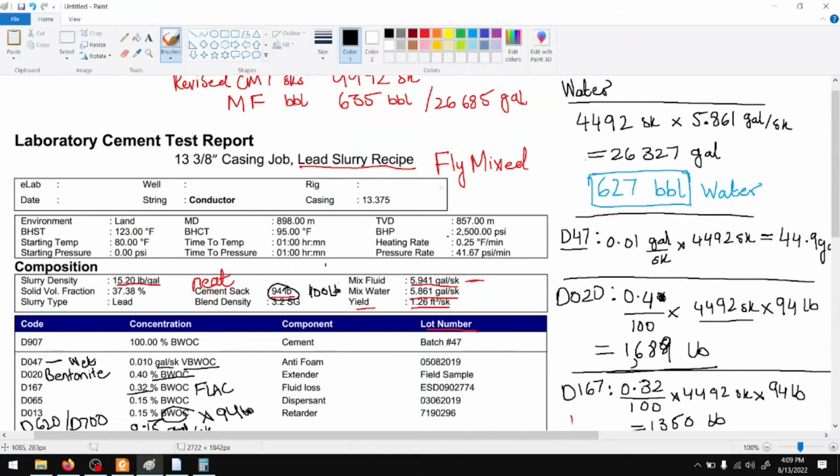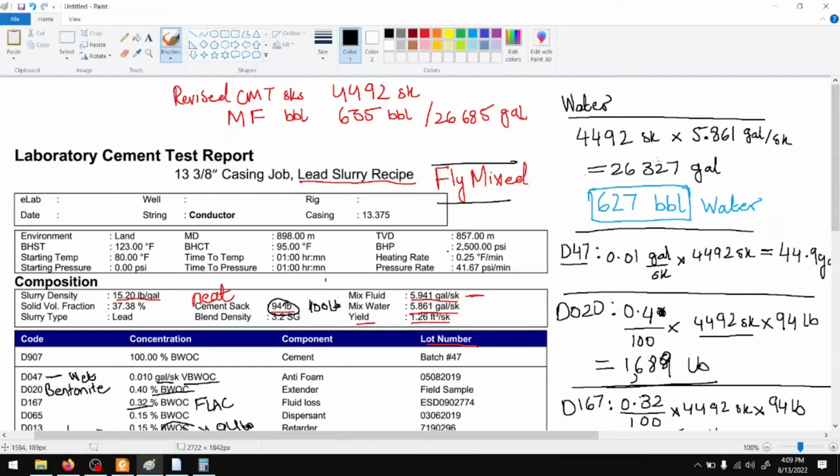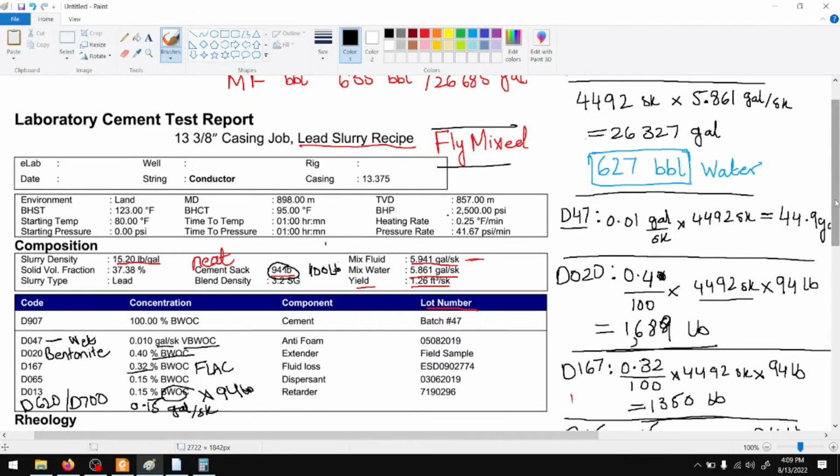The difference between a fly mix slurry and a batch mix slurry is solely based upon your dead volume, because in a batch mixer your dead volume is going.